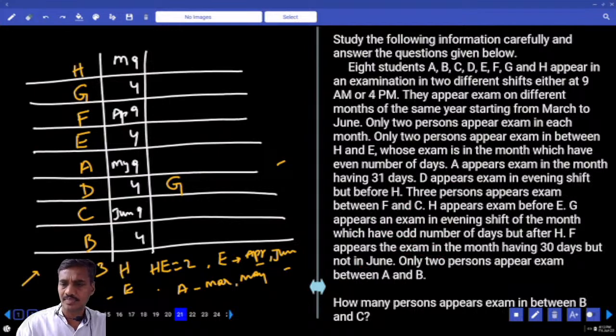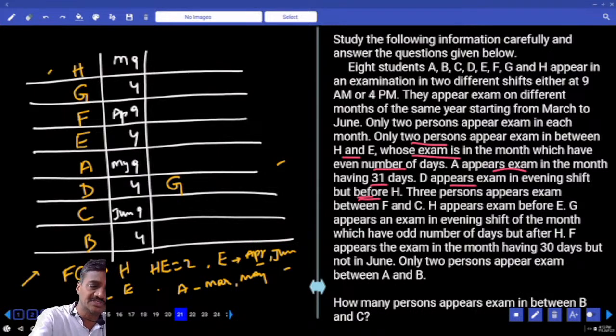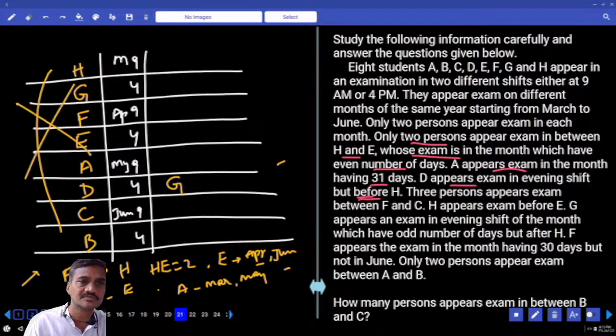Now there are only 2 persons between H and E. E whose exam is in the month which is having even number days, April. A appears the exam in the month having 31 days, May. D appears in the evening shift, but before H. Now D before H is given, isn't it? D appears before H. Here D is after H. This case is invalid, isn't it? Hence we are left with this case.